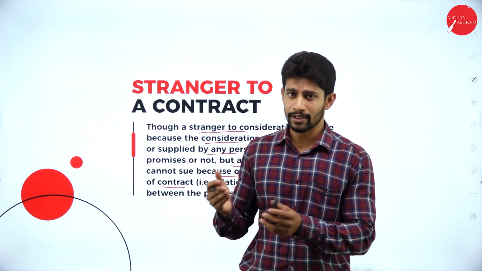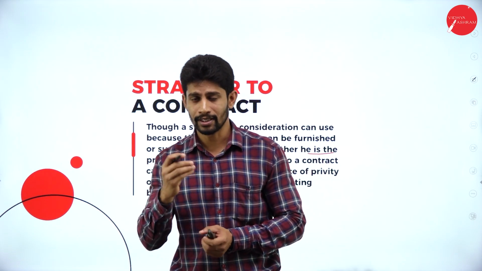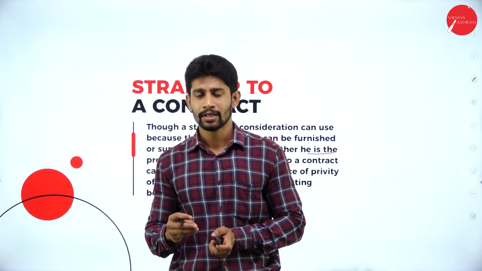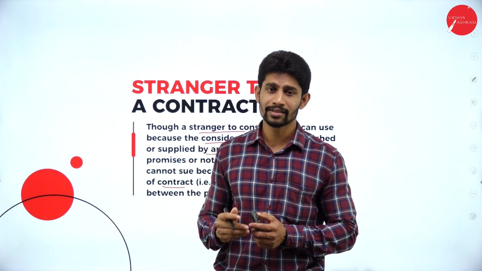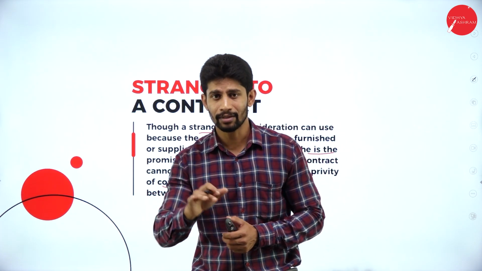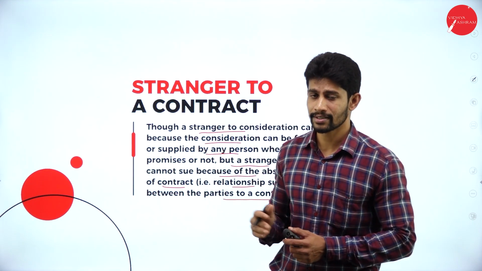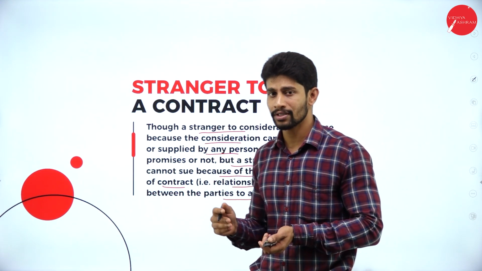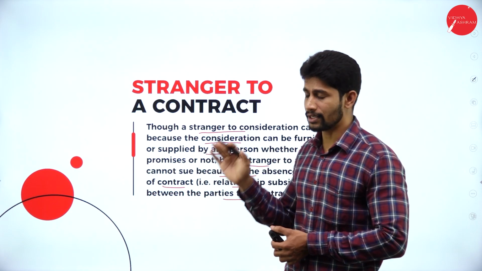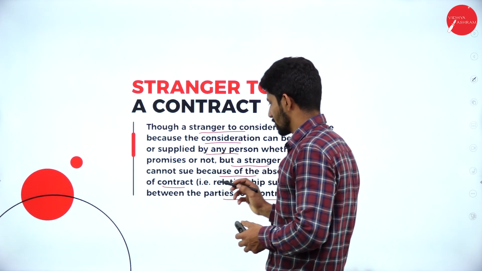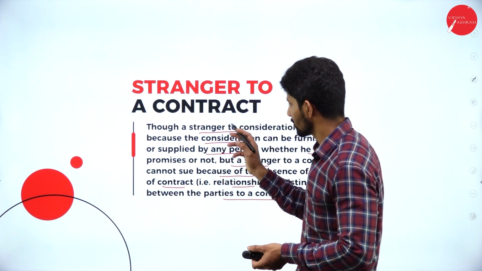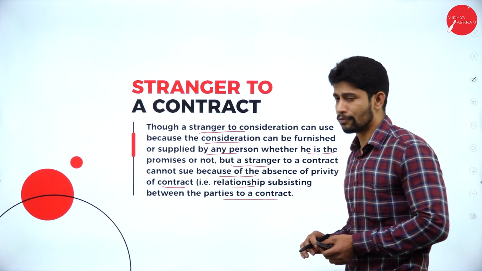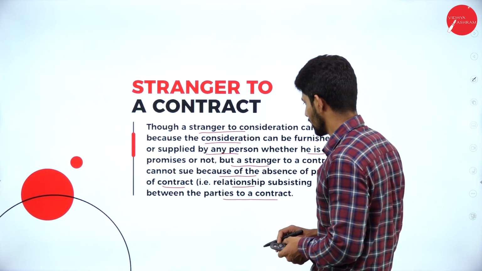As I said in the previous slide, I was explaining and gave the example. Mr. A is supposed to give 10,000 to Mr. B, but Mr. A at present doesn't have money. On behalf of Mr. A, Mr. C will pay the amount. Here Mr. C is a stranger to the contract, but still he can pay. So consideration can be fulfilled by any person, whether or not the stranger is a promisor, because any party can supply the consideration.